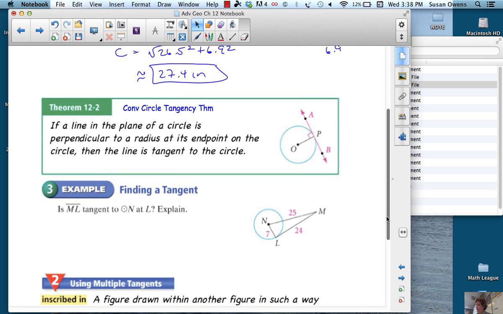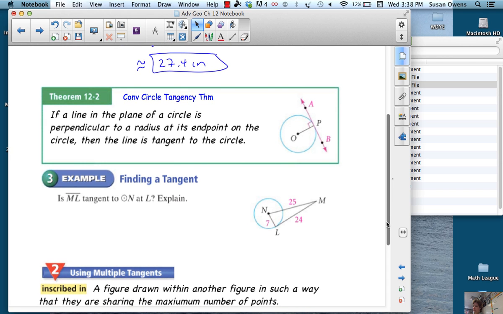So for the example, they wanted us to prove that that's tangent. And the way we can do it is to say, well, if this ML is tangent, then this would have to be a right angle, which means that it would have to be a right triangle. So I'm going to use the converse of the Pythagorean theorem.